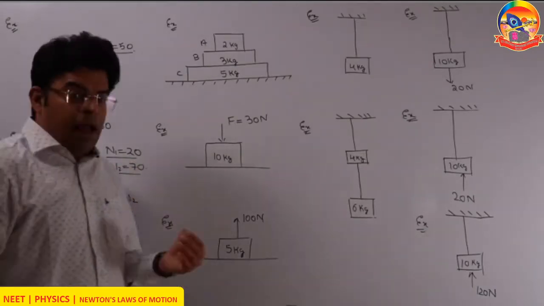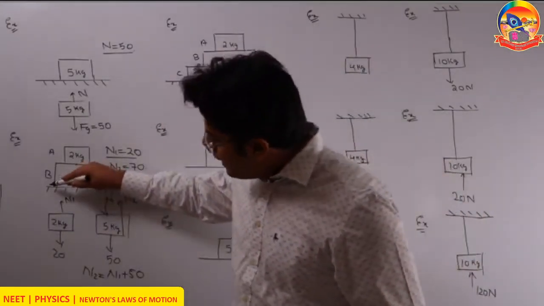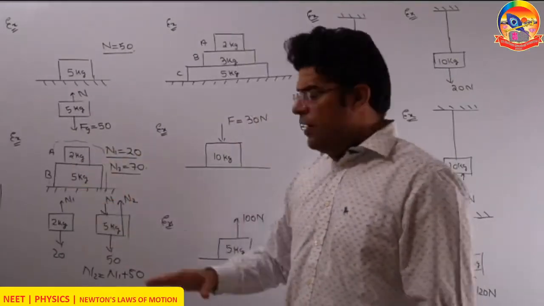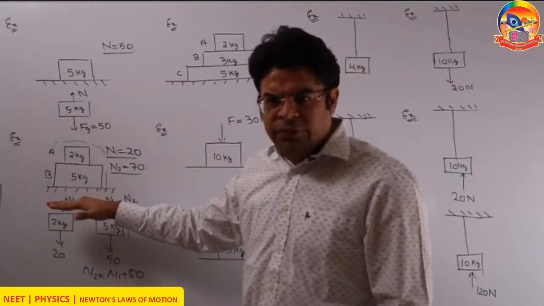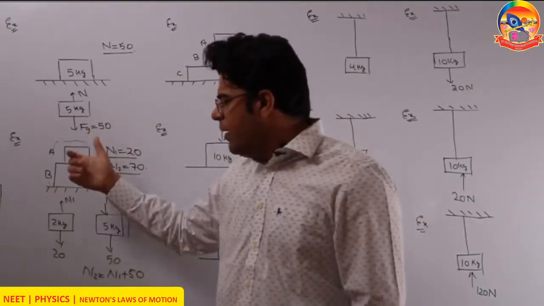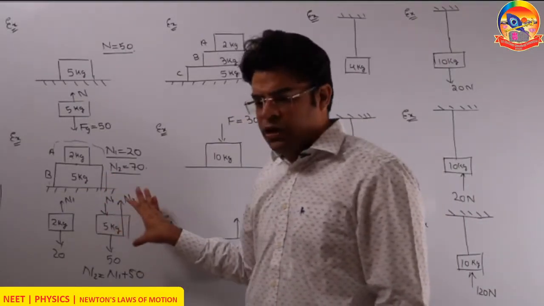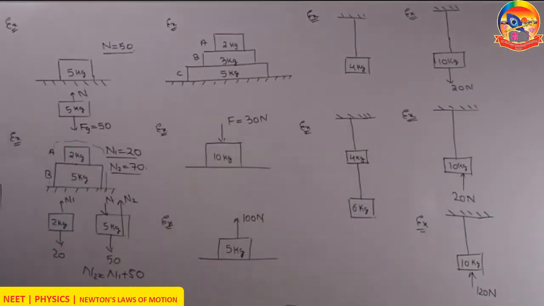Now, I want you to visualize this. Think of this as a whole system of mass 7 kg placed on the table. If the whole mass of 7 kg is placed on the table and is in equilibrium, it means that the force applied by the table upward must be equal to 70 Newton. So you don't need to write an equation to find tension or normal in each part individually.